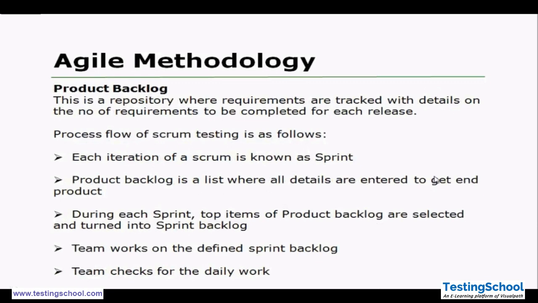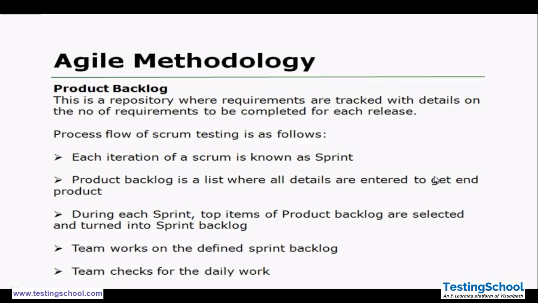So what is the product backlog? This is a repository where the requirements are tracked with detail, for the number of requirements to be completed for each release. Let's say we have 3 or 4 cycles. Each cycle has different user stories assigned from the product backlog. So we prioritize those user stories and fix them in a sprint as per the requirement.